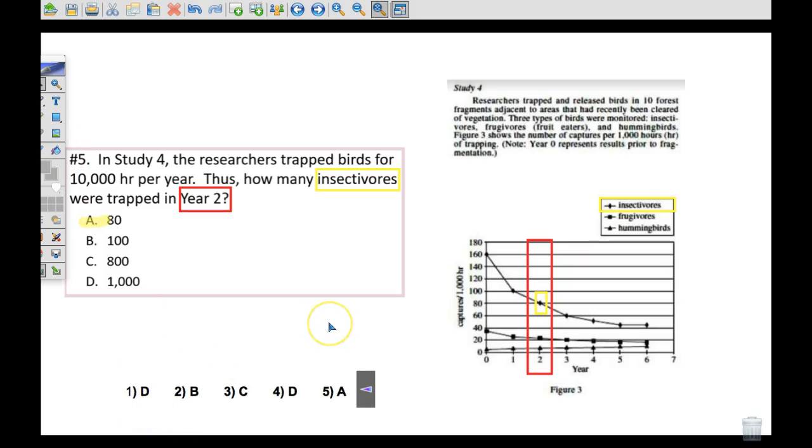So to review, our answers for CPW round 3 for science are 1D, 2B, 3C, 4D, and 5A.